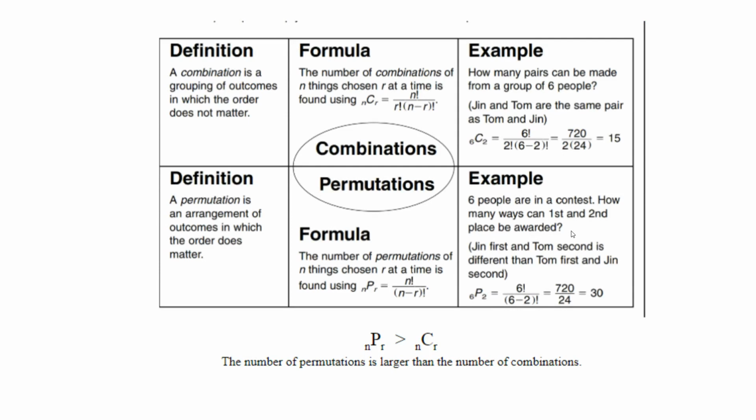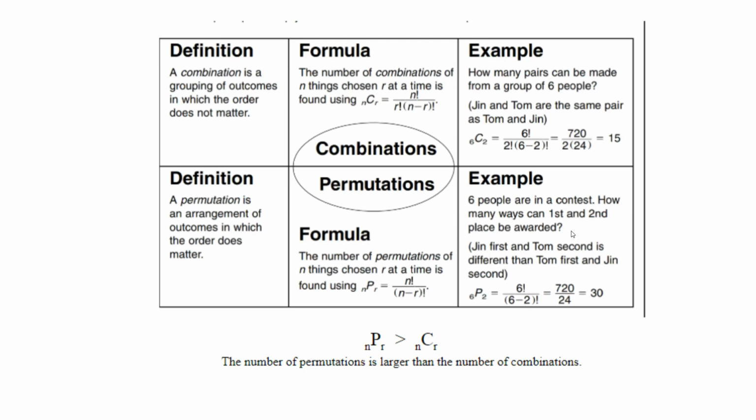Down here is a little table to kind of go over the difference. I like the examples. So an example of a combination: how many pairs can be made from a group of 6 people? Something like Jin and Tom are the same pair as Tom and Jin. But a permutation would be in order. So 6 people are in a contest. How many ways can first and second place be awarded? In this case, Jin first and Tom second is different than Tom first and Jin second. So it actually has more ways, more different permutations. The number of permutations is larger than the number of combinations.